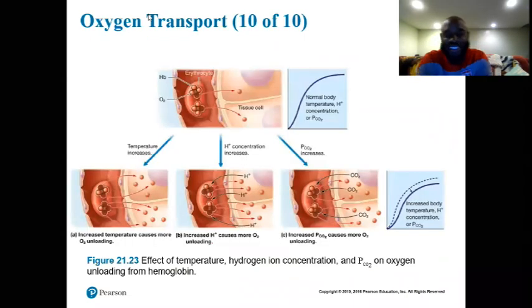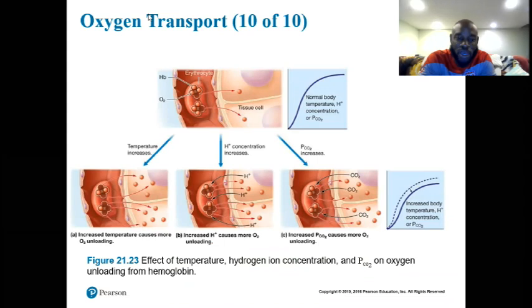But this is just a diagram showing you some of the effects on hemoglobin loading and unloading of temperature, hydrogen ion concentration, and partial pressure of carbon dioxide.